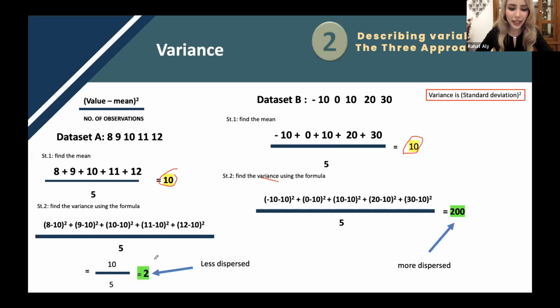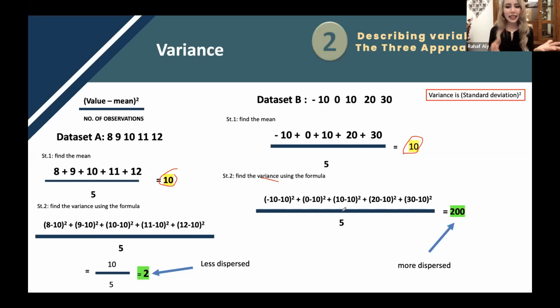Once we calculate the variance, we're going to find that taking each value, subtracting it by the mean, squaring it, and dividing by the number of variables we have is going to give us the true variance. So the variance for data set A is 2, while for data set B, it's 200. The higher the variance, the higher the dispersion. So that's why dataset B is much more dispersed than dataset A.